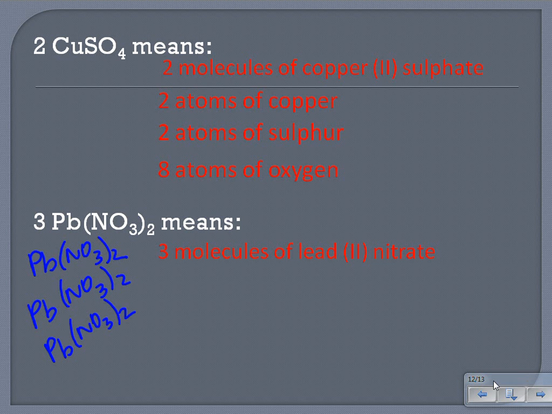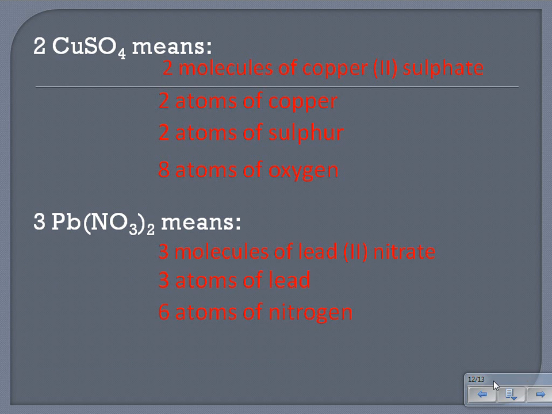So in each one of these molecules, I have 1 lead, 1 lead, 1 lead. So I've got 3 leads total. I've got, because of the 2 outside the bracket, 2 nitrogens, 2 nitrogens, 2 nitrogens, total of 6 nitrogens. And again, because the 2's outside the bracket, I've got 6 oxygens here, 6 oxygens here, and 6 oxygens here. So a total of 18 oxygens. So if I go through my answers, 3 atoms of lead, 6 atoms of nitrogen, and 18 atoms of oxygen.